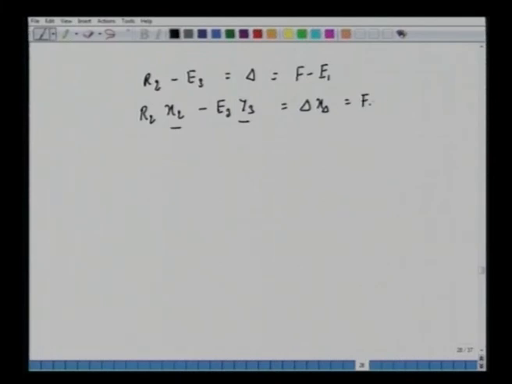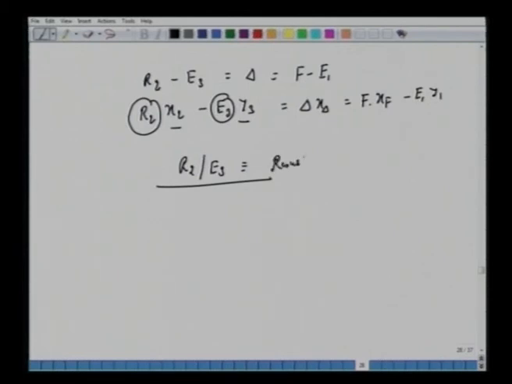This will also be equal to F into XF minus E1 into Y1. Then you, of course, can obtain the values of R2 and E3, two unknowns, two equations. Then you can take these ratios. You should be able to convince yourself that you are getting the same results. Results same as before. But here we have made a point that if the question asked is only the ratios, then we should make use of this lever rule.